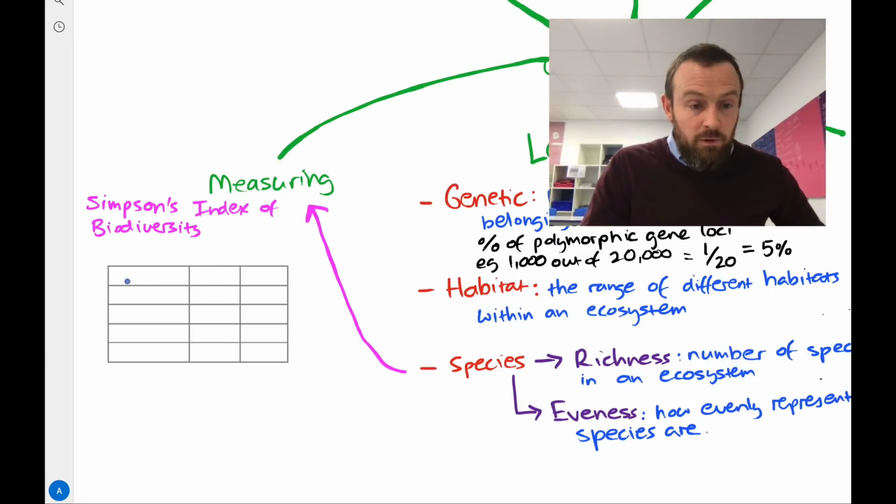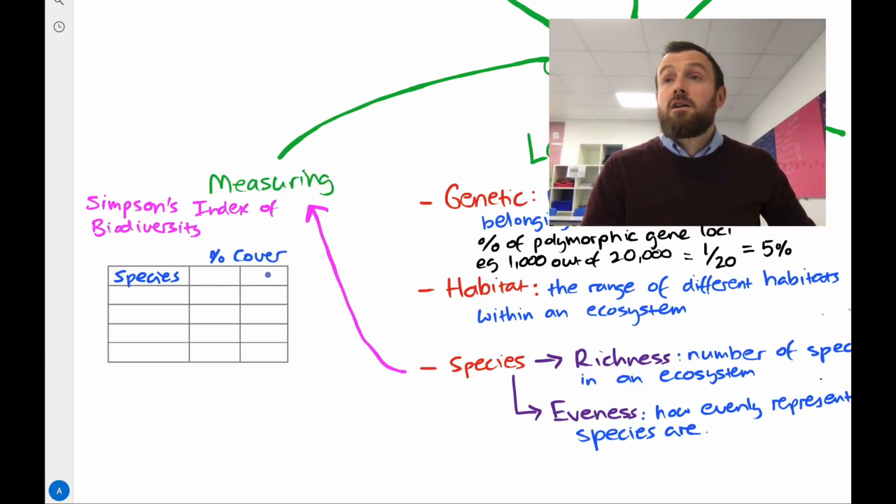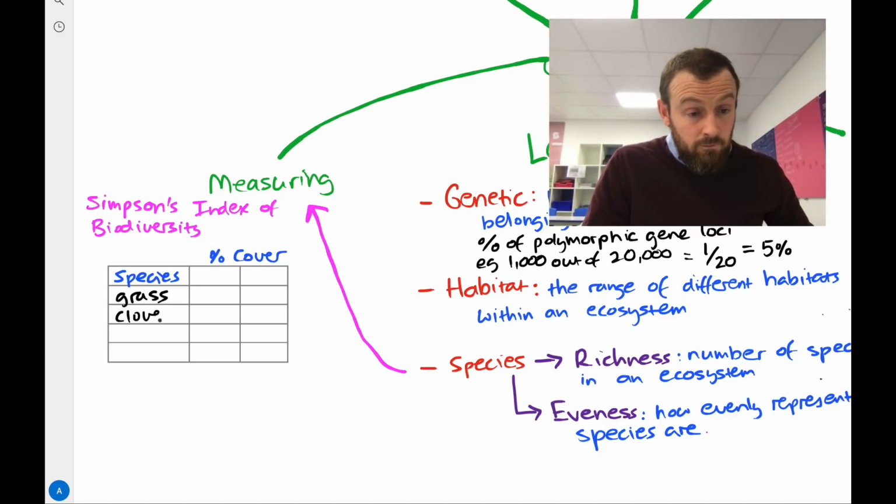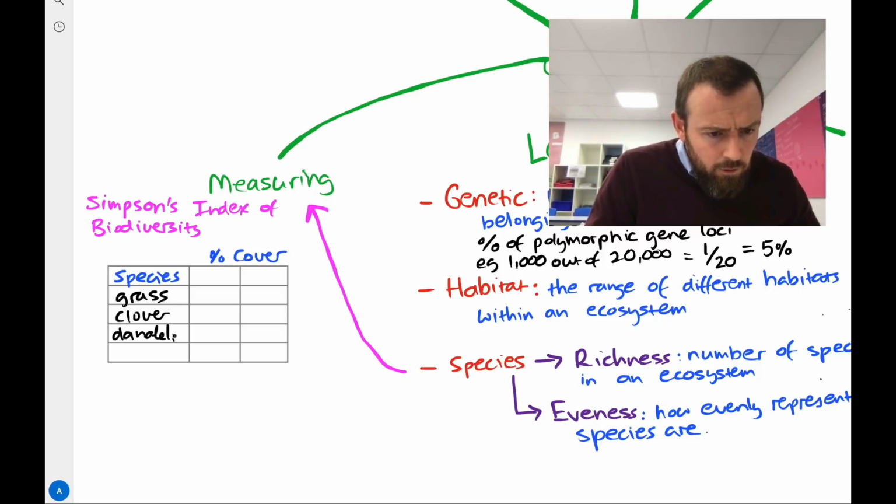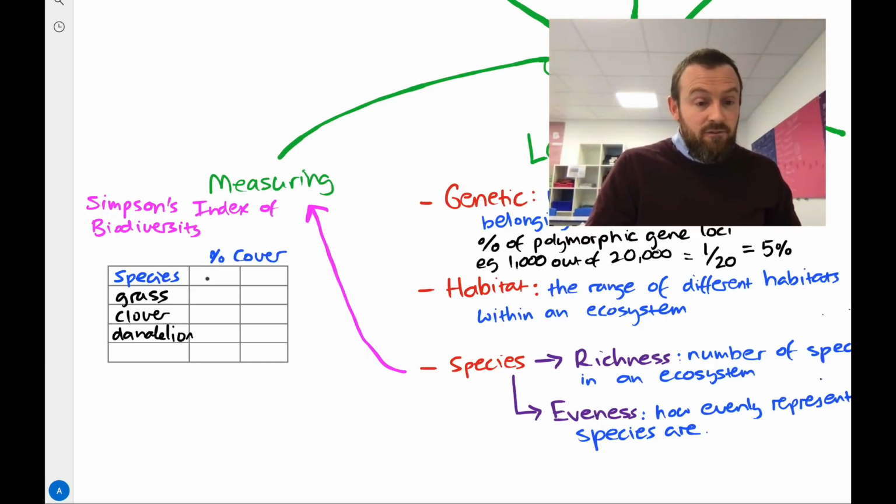So, for example, if we had a table here which had the species, and over here we had percentage cover, the sort of average percentage cover of some quadrats. And maybe we're looking at some different species in our quadrats. We're looking at grass, we're looking at clover, and we're looking at dandelions. I think I spelled that wrong, dandelions. So let's say that in field A and field B, there are different percentage covers of these species.